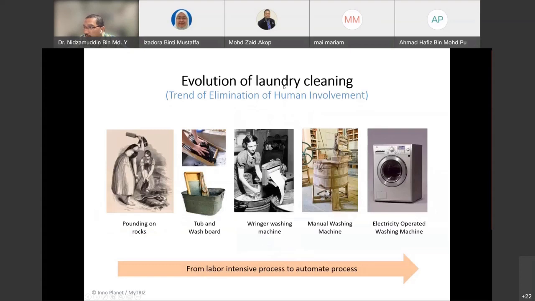So we have the evolution of laundry cleaning. Before, we had to pound laundry on rocks, and then we moved on to tub and washboard, so the ladies don't have to go to the rivers to use the rocks. And then we have the wringer machine, and then the manual washing machine, and now we have electric operated machines. So from a labor intensive process, we have an automated process.